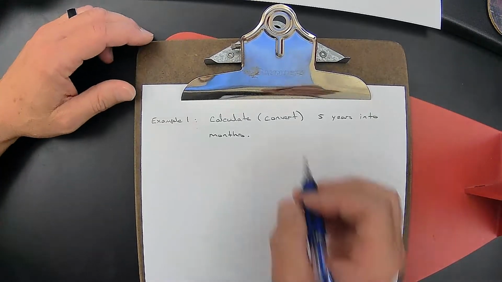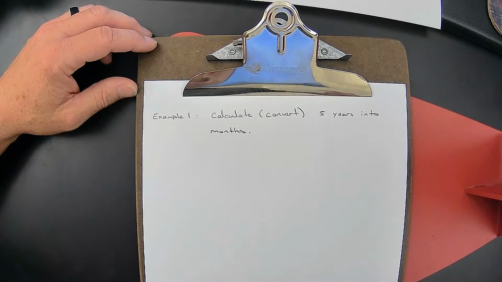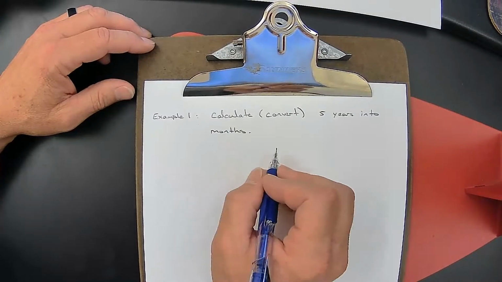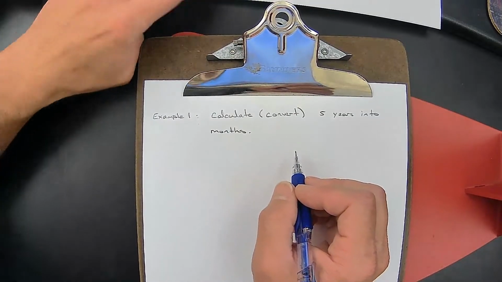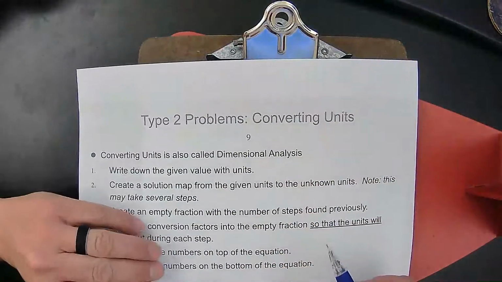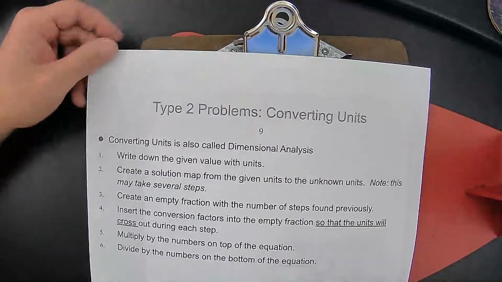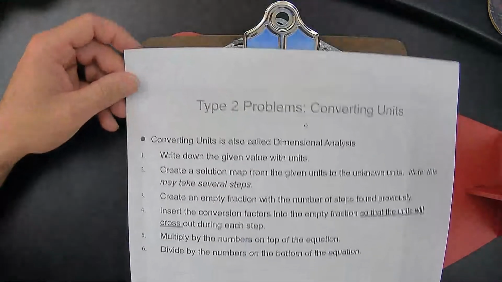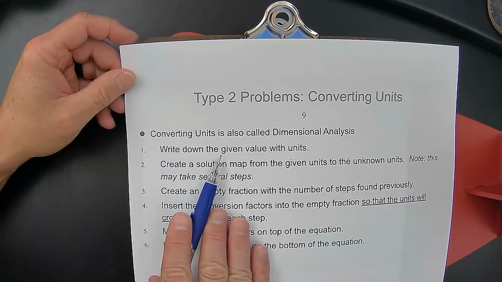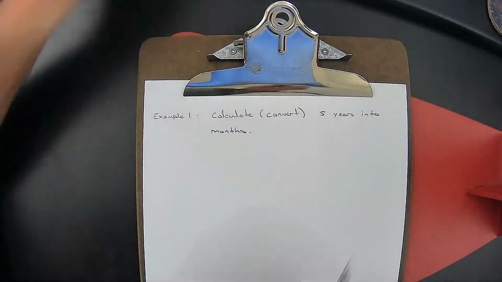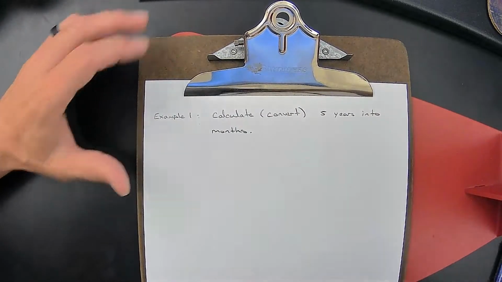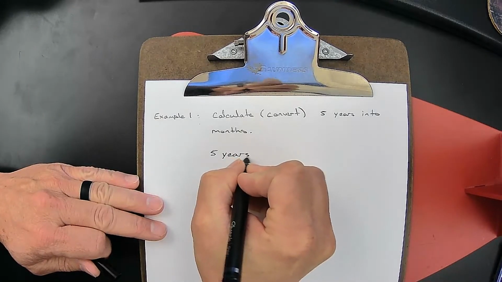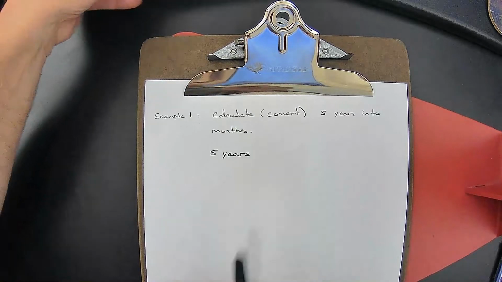Now, most of us can probably, off the top of our head, say what the answer is. But I want to use this as an example to show the steps that we're going to take when we are converting units that we're not able to do in our head. Most of the time, we're not going to be able to do that. So I want to show a couple of examples of what it looks like. The first thing we're going to do is write down the given value with the units. The given value in this case is 5 years. So we're going to write down simply 5 years. The given value is 5 with the units.